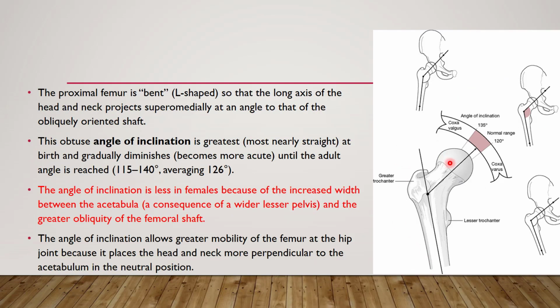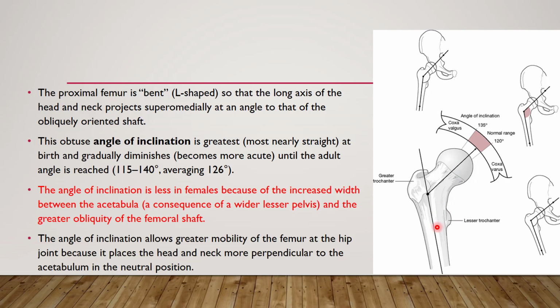The proximal femur is bent. It is L-shaped. See here, it is bent and it is L-shaped so that the long axis of the head and neck projects superior medially at an angle to that of the obliquely oriented shaft. This obtuse angle is also called as the angle of inclination. It is greatest at birth and it gradually diminishes until the adult angle is reached, which is about 126 degrees average. The range is about 115 to 140 degrees.